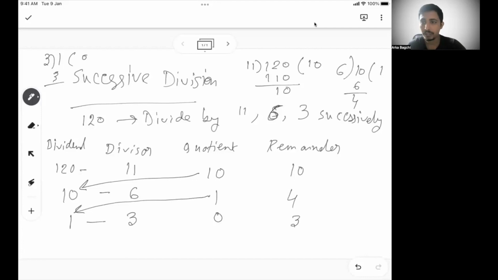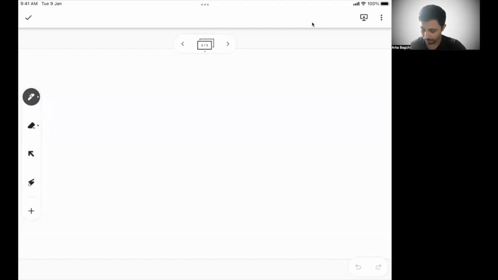If you have three numbers dividing a number successively, when you divide the given number with the first divisor, you get a quotient. That quotient becomes your dividend in the next stage. So that's how you do successive division. The first quotient becomes the dividend in the second stage, the second quotient becomes the dividend in the third stage, and if you have more numbers, that is the normal practice that we follow. So let's take a generic example.